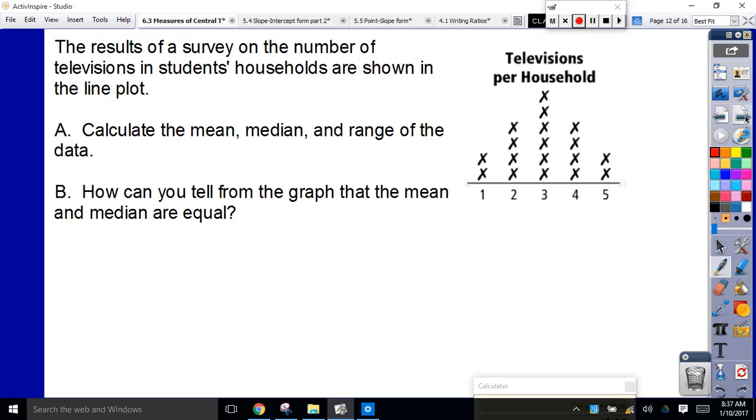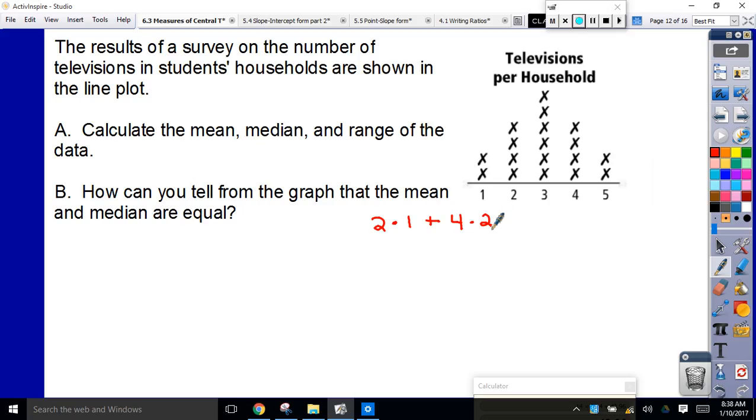Okay, so first, let's take a look at how we would calculate the mean. This means that 2 people have 1 television in their household. 4 people have 2 televisions. There's 1, 2, 3, 4, 5, 6 X's here, so 6 people have 3 televisions. So when we're trying to find the mean, we have to add up all of these numbers. We have 2 1s, so 2 people who have 1, or 2 times 1, plus 4 people who have 2 televisions. We could also go through and do 1 plus 1 plus 2 plus 2 plus 2 plus 2, but it's easier this way. There's less to keep track of.